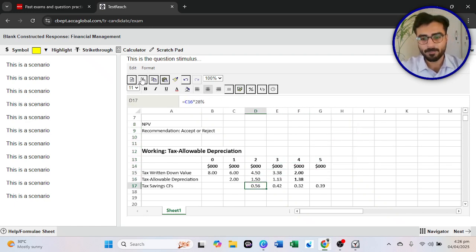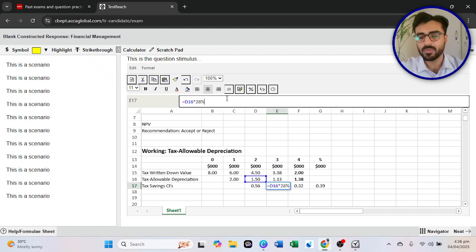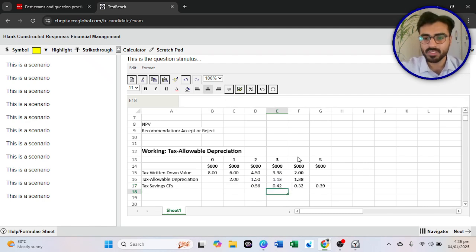So what would be the tax savings cash flows in year three? It would be 115 multiplied by 28%. Similarly, in year five, it would be 1138 multiplied by 28%. So if the tax was paid immediately, then the working would have looked like this, just this difference. So very small, very minor difference.